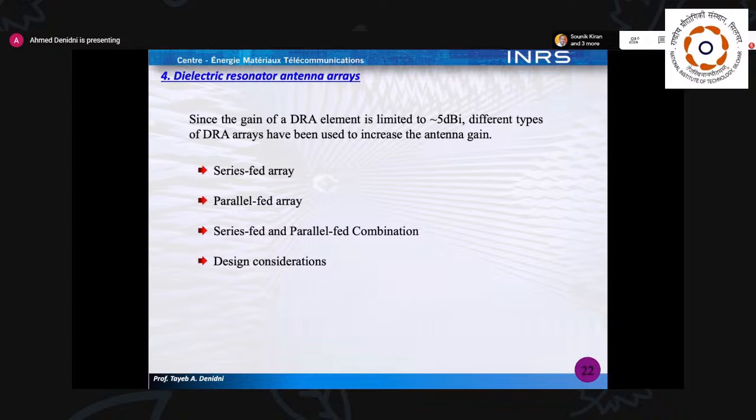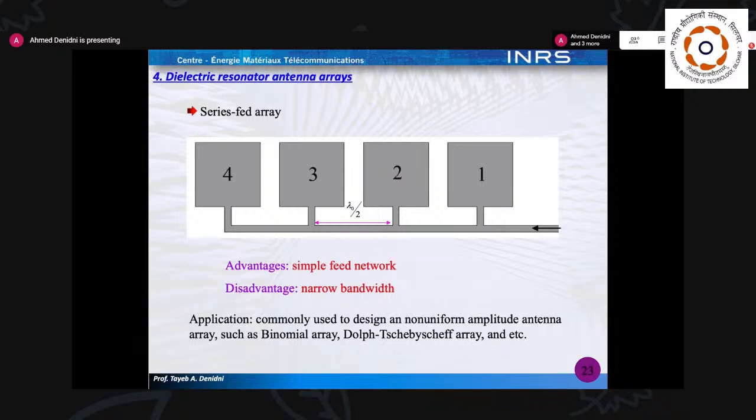Here we start with a series-fed array. For example, we have four elements and we can feed them in a serial way. We have here the feeding, and feed this one, then the next one and so on. The serial feed is simple, which is the advantage, but the disadvantage is a narrow band. It is commonly used for non-uniform amplitude, because these elements don't have the same amplitude in terms of feeding, or even in terms of phase. After that, we can have some designs like a binomial array or Chebyshev array or whatever. It is simple, but less flexible.